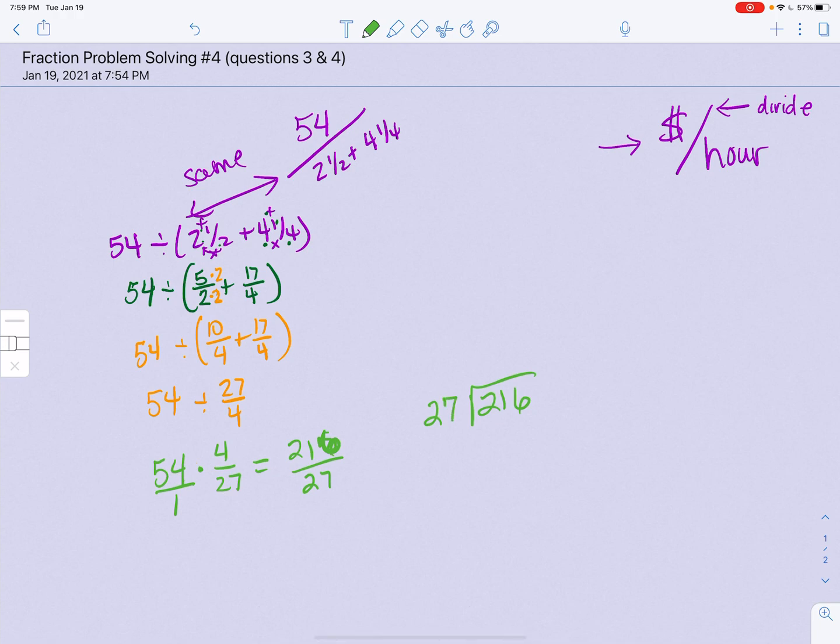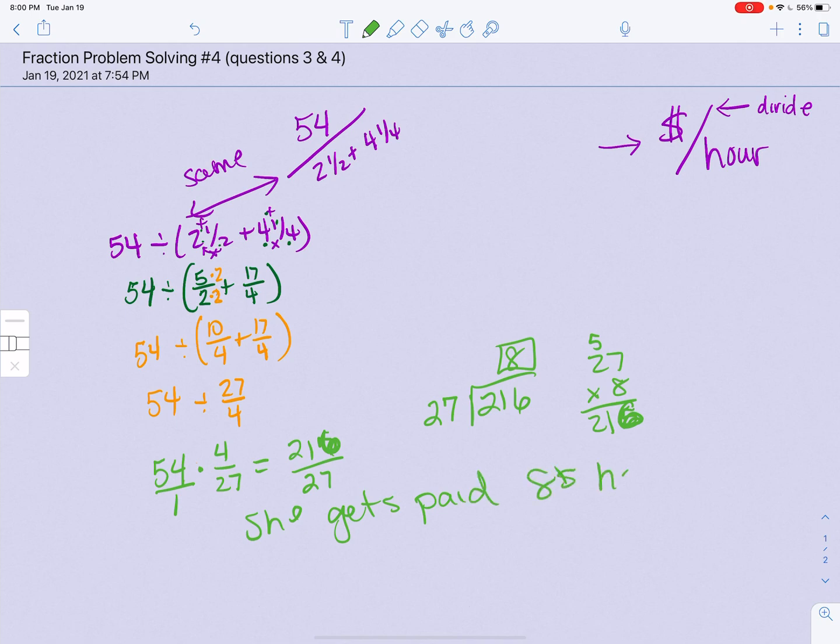216 divided by 27, as we did before, is 8. We can prove that because we do 27 times 8. It's 56. Carry the 5. 16, that's 216. So she gets paid $8 an hour.